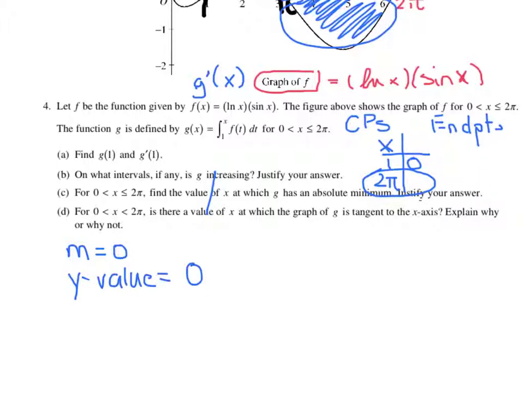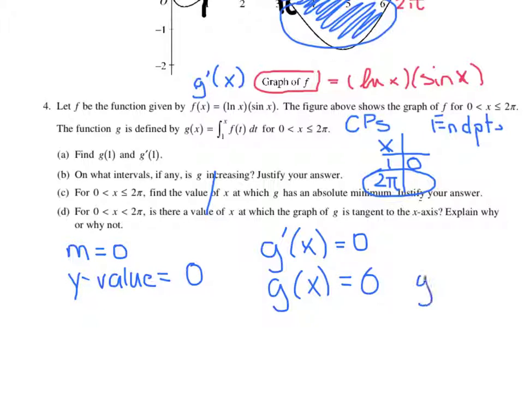So we want to find when g prime of x equals 0 and where g of x equals 0. Well, we know that g of 1 is equal to 0, and we know that the slope at 1 is also equal to 0. So therefore, yes, the graph of g is tangent to the x-axis at x equals 1. There you go.